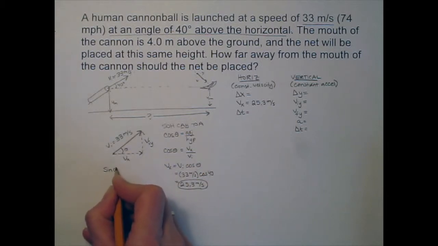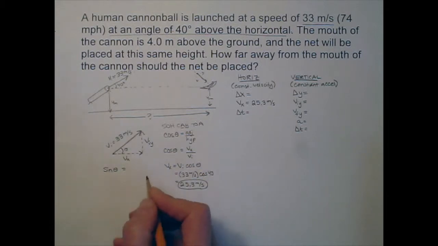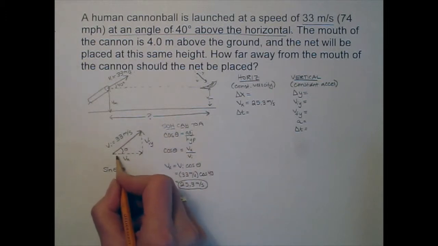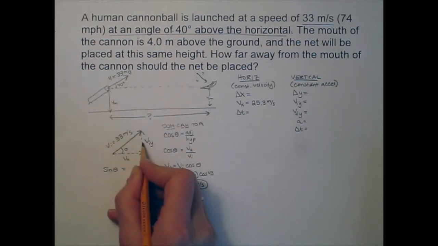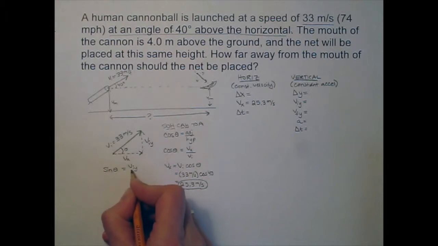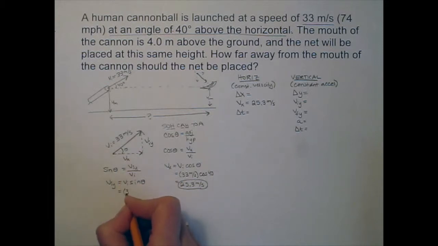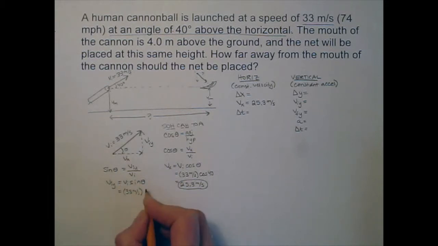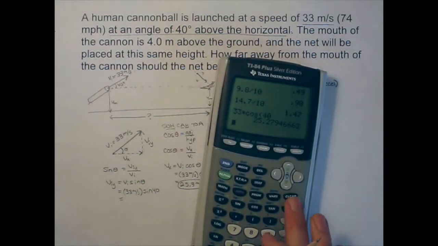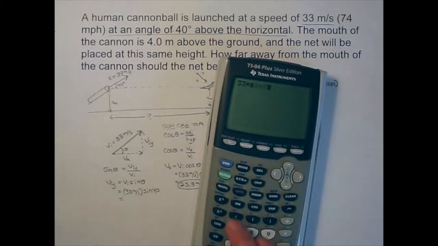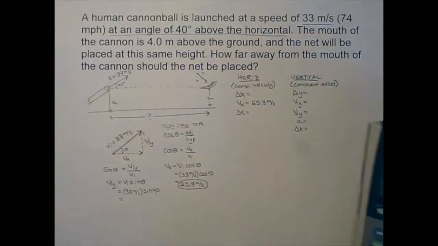Let's try the sine function. Sine is opposite over hypotenuse, so opposite is Viy over the hypotenuse. So Viy equals Vi sine theta. The initial velocity is 33 meters per second times the sine of the angle. So calculating that gives us 33 times the sine of 40 is 21.2.